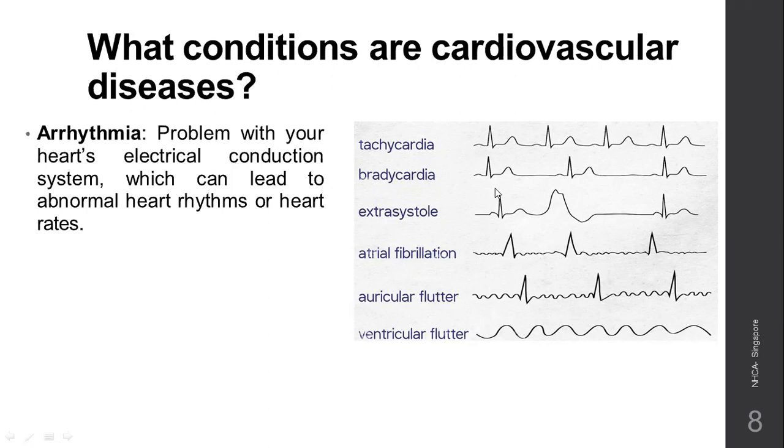This can lead to abnormal heart rhythms or heart rates if there is any problem in the heart's electric conduction system. So you can see here tachycardia. Tachycardia means increased heartbeat. The heartbeat is high. So how will the ECG look? ECG, electrocardiograph. When you get admitted, they put the leads on your chest, hands, and legs, and they draw your ECG out. If the ECG shows a lot of high peaks very close to each other, that is tachycardia. Bradycardia is reduced heartbeat. The rate of heartbeat is very low as compared to normal.